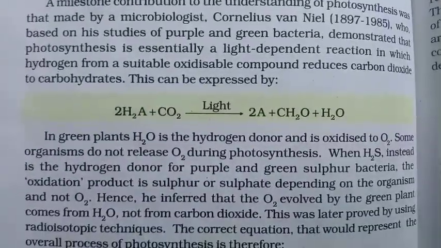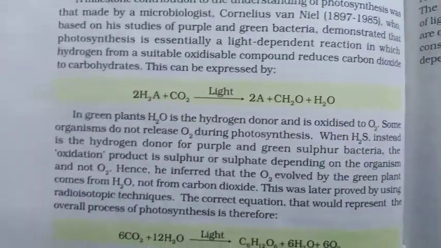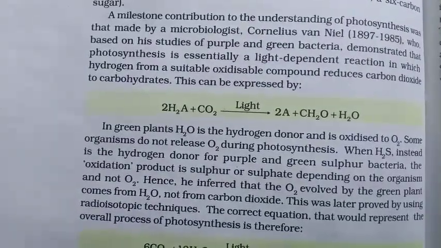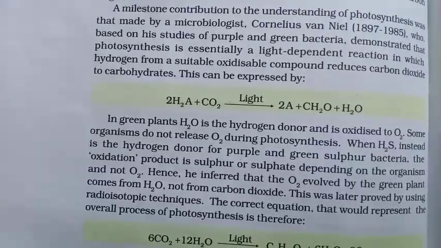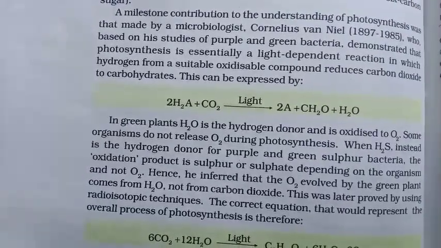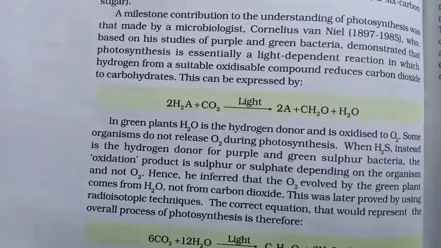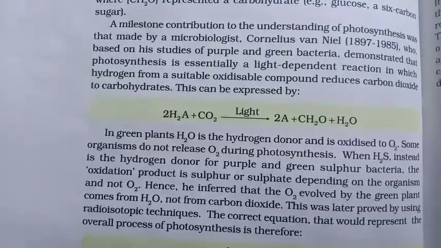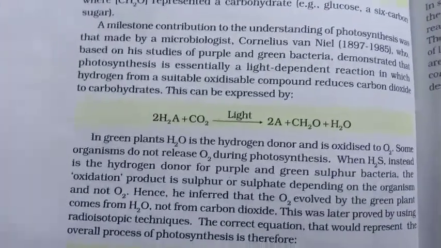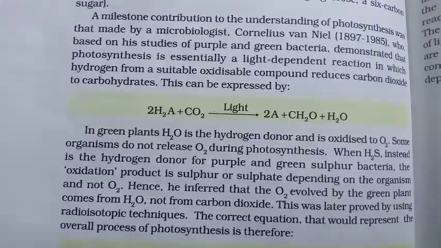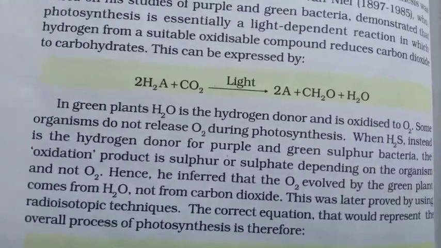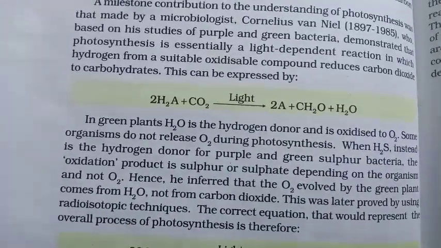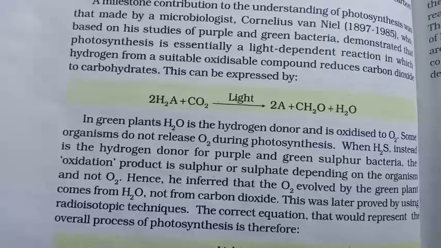In green plants, water is the hydrogen donor and is oxidized to oxygen. Some organisms do not release oxygen during photosynthesis. When hydrogen sulfide is the hydrogen donor for purple and green sulfur bacteria, the oxidation product is sulfur or sulfate, depending on the organism, and not oxygen. Hence, he inferred that the oxygen evolved by green plants comes from water, not from carbon dioxide. This was later proved using radioisotopic techniques.